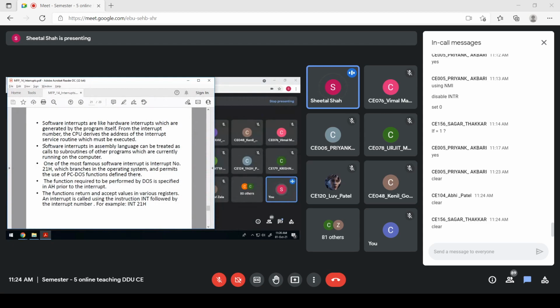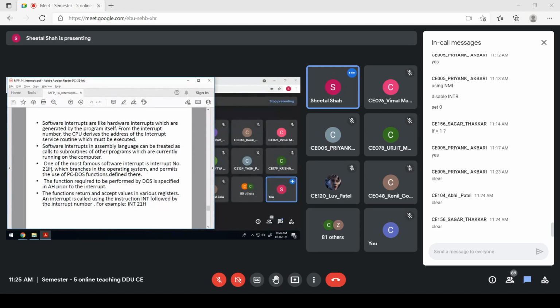Software interrupt in assembly language can be treated as calls to the subroutine of other programs which are currently running on the computer. It is something like calling a FAR procedure. In the FAR procedure also, there is a change in the segment address as well as the offset value. Similarly, here also. Now, one of the most common software interrupts is interrupt number 21H. We have discussed this INT 21H, which uses the DOS functions.